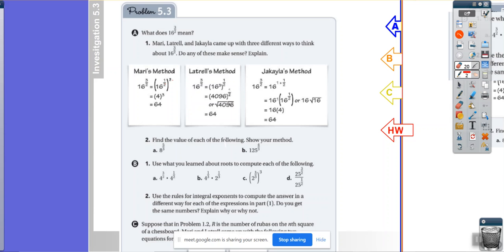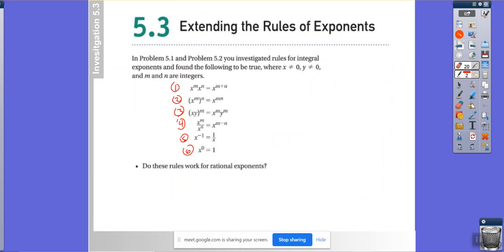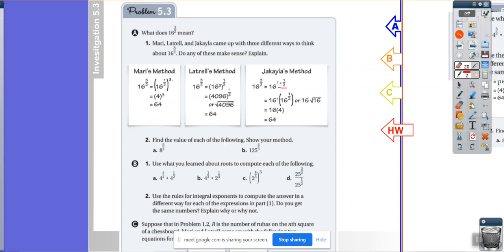Okay. Jacayla did something different. She did some addition. Which rule did she use? 1, 2, 3, 4, 5, or 6? Number 1. She used number 1. So she broke the fractional exponent into an addition problem and then solved it using that way. Are all 3 of them right? Yes, all 3 are right.